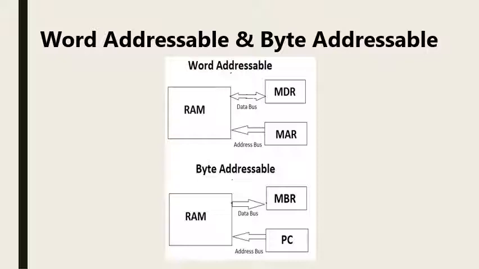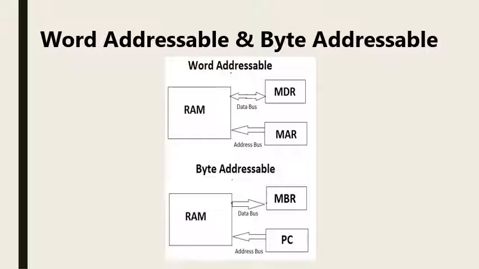In byte addressable memory, two different CPU registers are used: the program counter and the memory buffer register, MBR. If we consider the same RAM size of 4 gigabytes, a byte addressable memory generally denotes not having such huge memory. 32 bits will be required to address 2 to the power 32 bytes of RAM, so the size of the program counter will be 32 bits.